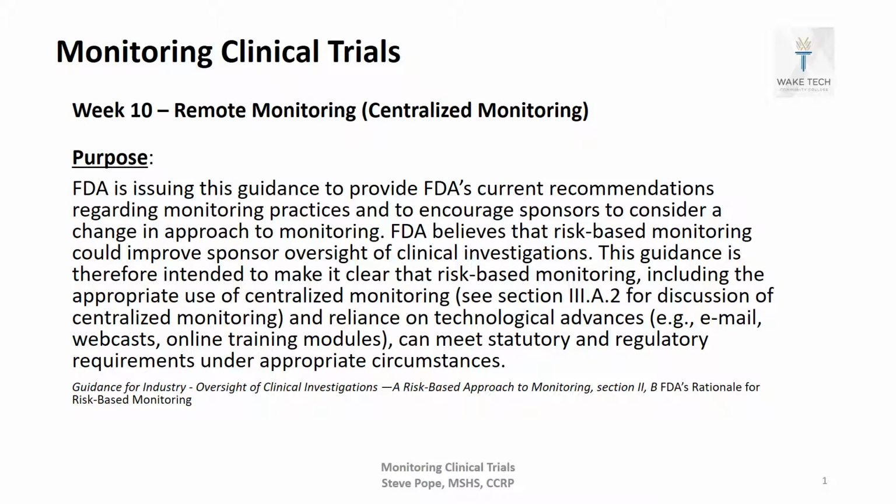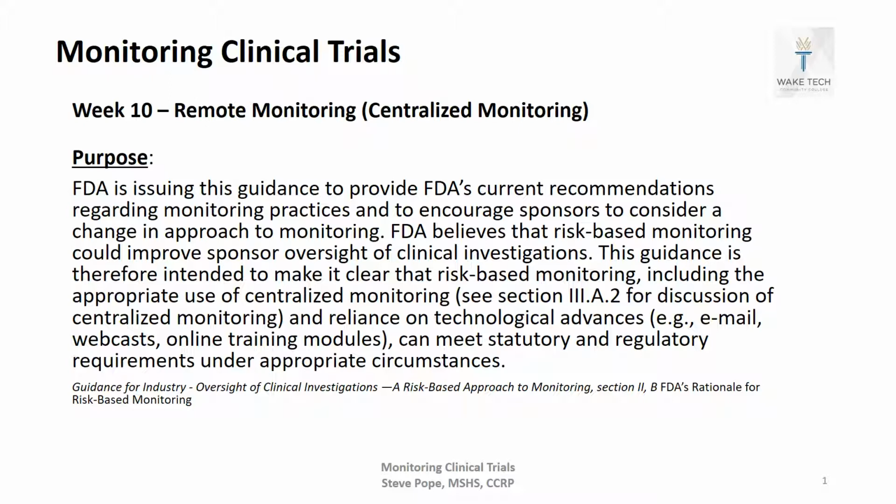Guidance for Industry, Oversight of Clinical Investigations, a Risk-Based Approach to Monitoring, and this comes from Section 2 of the FDA's rationale for risk-based monitoring. So basically the FDA is issuing this guidance to provide current recommendations regarding monitoring practices and to encourage sponsors to consider a change in approach to monitoring.